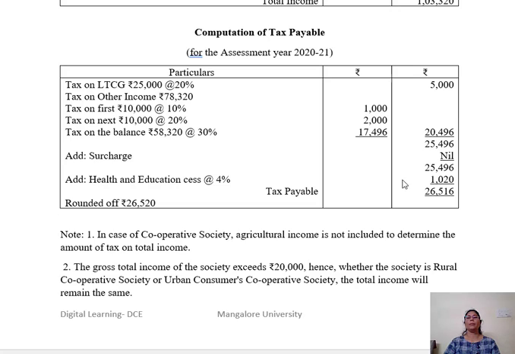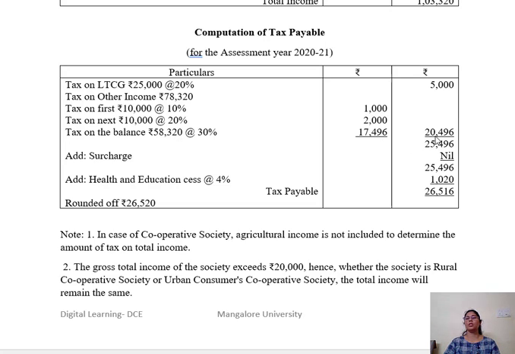Now let us see the computation of tax payable. There is long-term capital gain, so 20% of 25,000 comes to 5,000. Tax on other income: from 1,03,320, if you deduct 25,000 long-term capital gain, the balance is 78,320. On the first 10,000 rupees at the rate of 10%, again on the next 10,000 at the rate of 20%, so it comes to 1,000 and 2,000, and on the balance 58,320 at the rate of 30%.